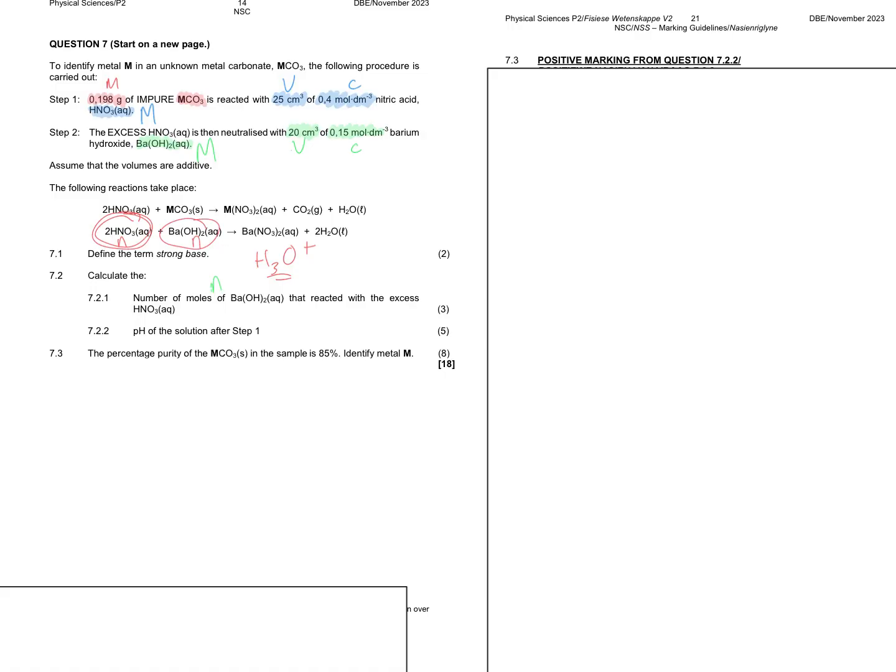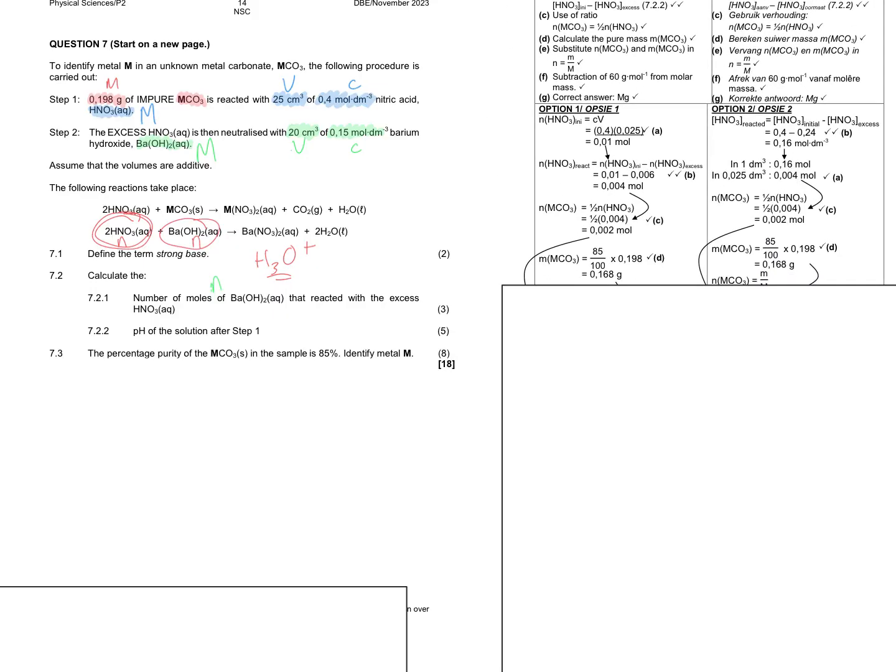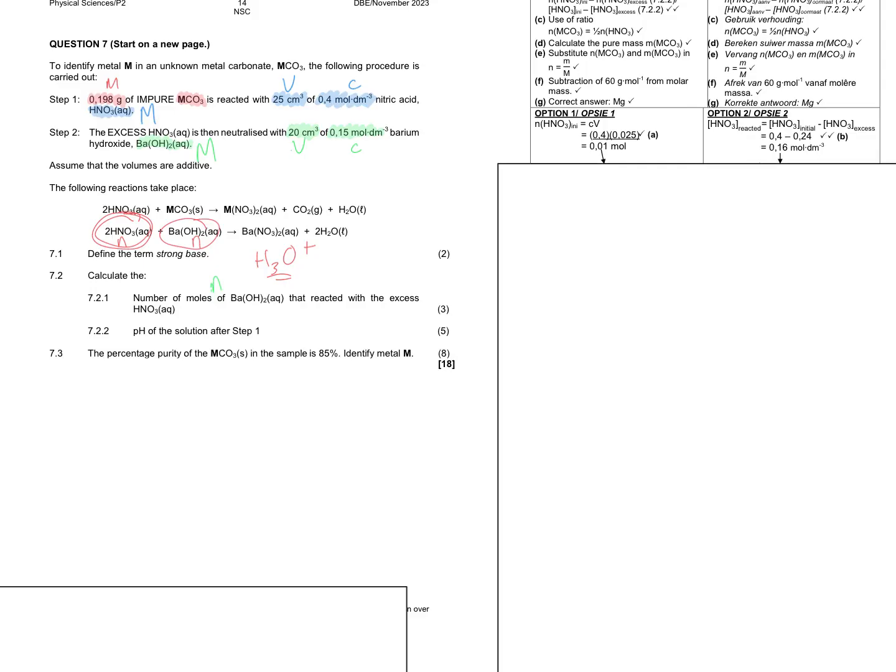So the percentage purity: we have already worked out the number of moles of this that we had. We've worked out the number of moles of that we had. We've used these numbers. We haven't yet used these numbers. So let's get some of these 8 marks by working out the number of moles of HNO3. You get 1 mark for working out the number of moles of HNO3. In the first reaction, you had 0.01 mole, and in the second reaction, you used 0.006 mole. So this is how much you had at the beginning, and this is how much you had after the reaction.